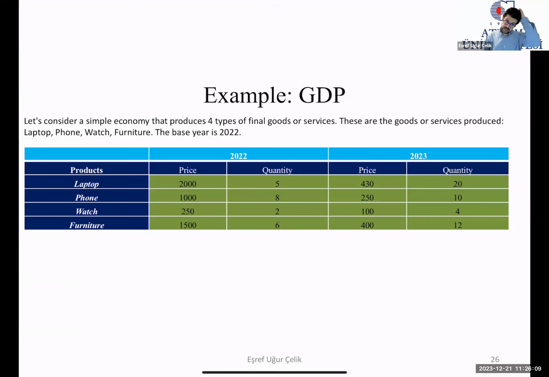Okay, let's come to the last example. The macro part, gross domestic product. In the formula of gross domestic product, I said GDP contains the value of production of final goods and services. That is an important part. We cannot include intermediate goods.